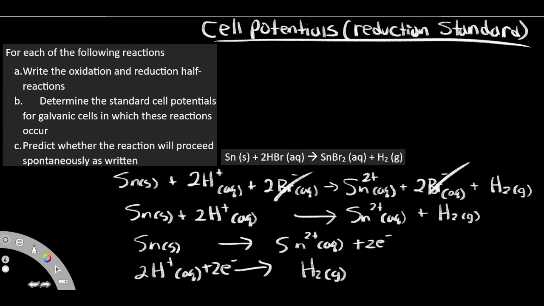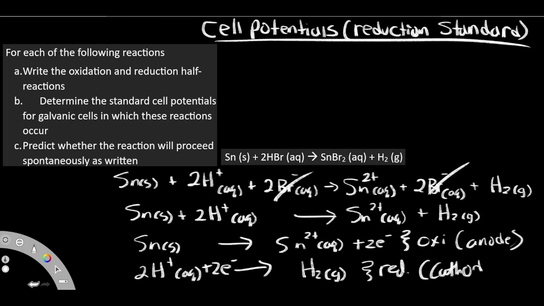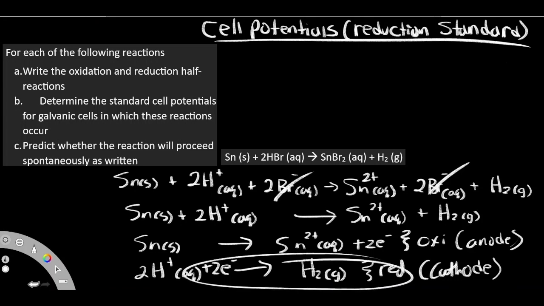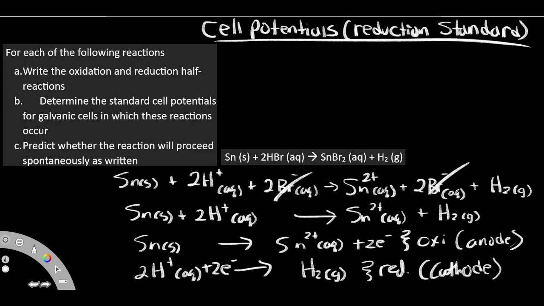So which one is being oxidized? Obviously this one here. And which one is being reduced? Obviously this one here. So this here is the anode, this here is the cathode. You should have already remembered that our hydrogen was our arbitrary reference of a potential difference of 0, right? In this case, it's acting as the cathode.